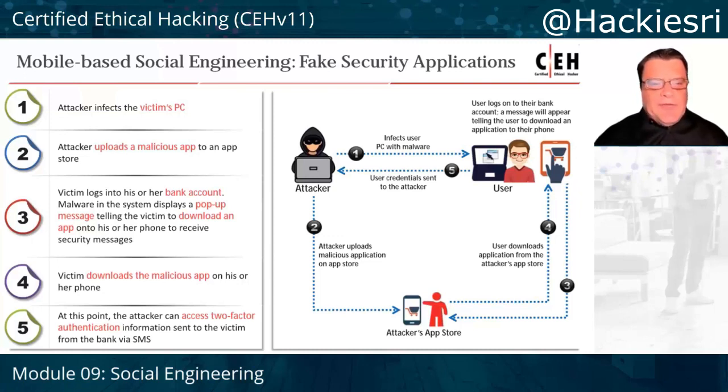Malware in the system displays a pop-up message telling the victim to download an app onto his or her phone to receive security messages. The victim downloads the malicious app on their phone. At this point, the attacker can access two-factor authentication information sent to the victim from the bank via SMS. So notice what we're doing here is we're actually capturing two-factor authentication, which is supposed to prevent this sort of thing.